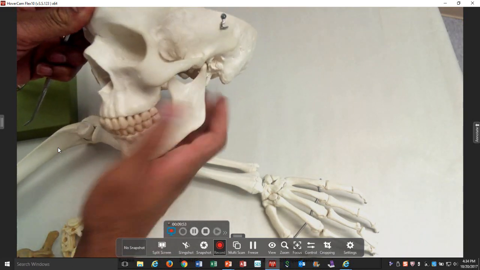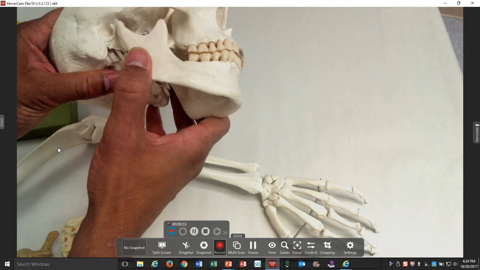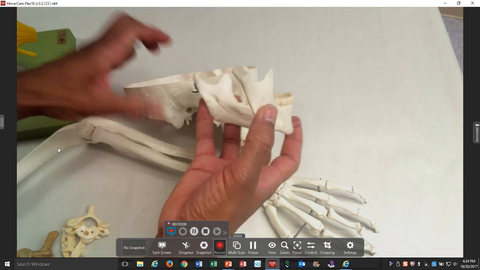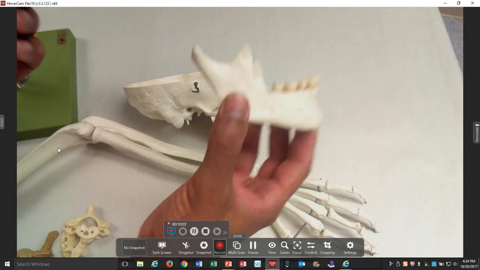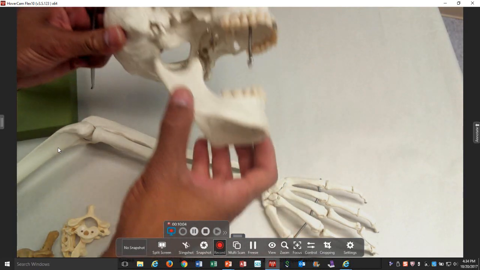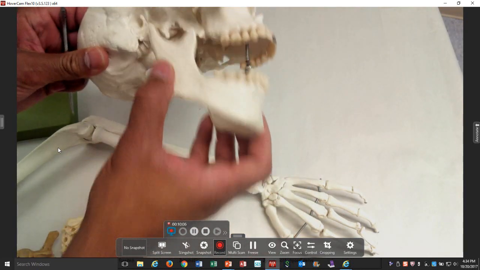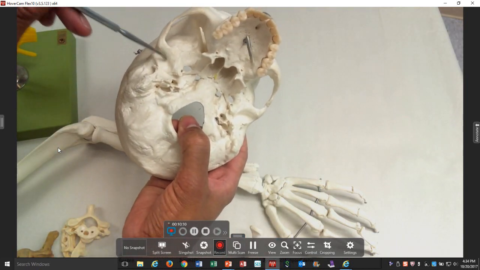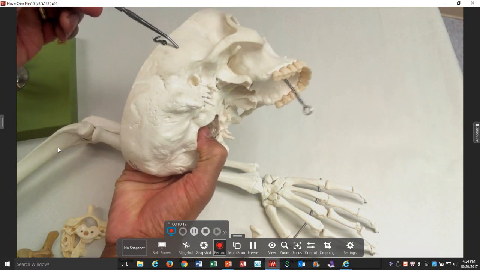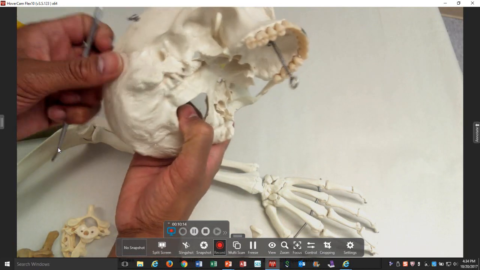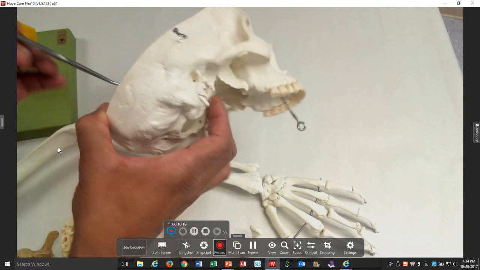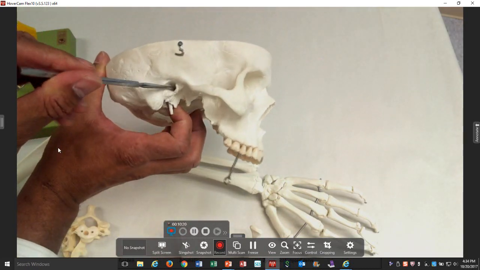Let's talk about some of the other structures. Let's talk about a condyle. This right here is the mandibular condyle. It's on the mandible bone, but it articulates with a facet or a fossa. This is the mandibular fossa of the temporal bone. There's a mastoid process. Earlier I showed you the internal acoustic meatus, which you can't really see, but you can see the external acoustic meatus.